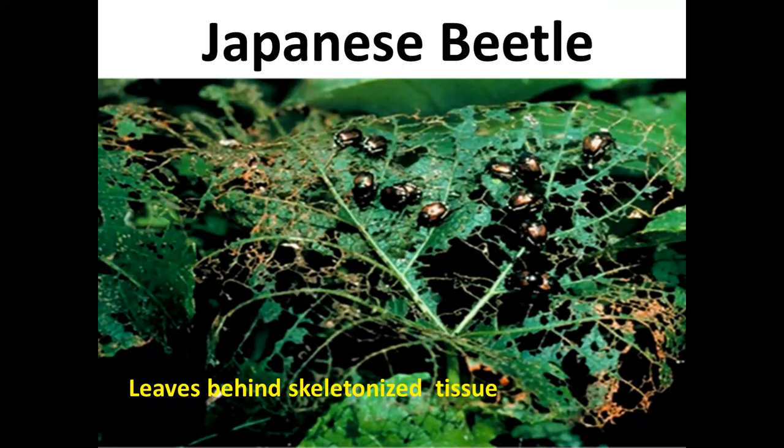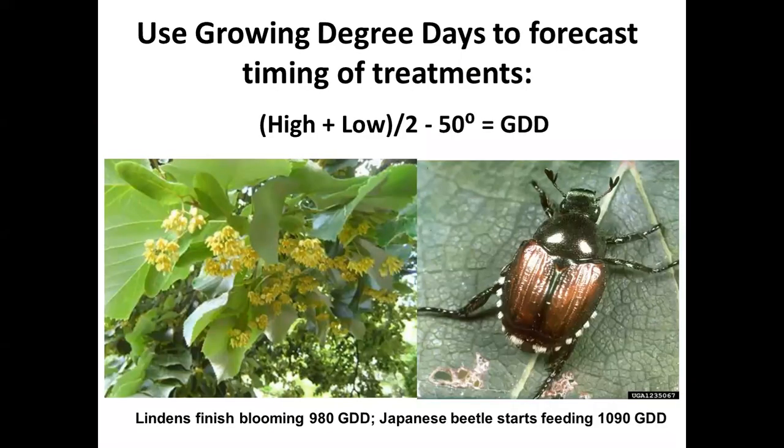And what they're going to end up doing is, we call it skeletonizing, where the veins are left and they're just feeding on the tissue in between the veins. So it leaves it looking like a skeleton. A thoroughly chomped linden tree just looks kind of dull gray tan, as that foliage is just stripped. But the leaf stalk and veins are still there. So this is another one that I use growing degree days to forecast when to expect these showing up.